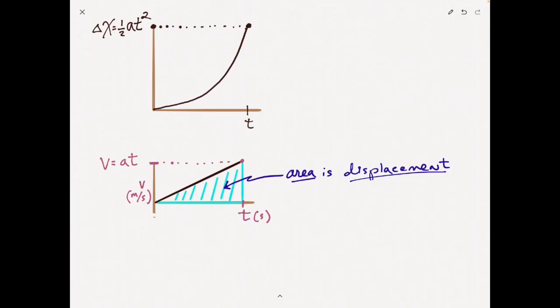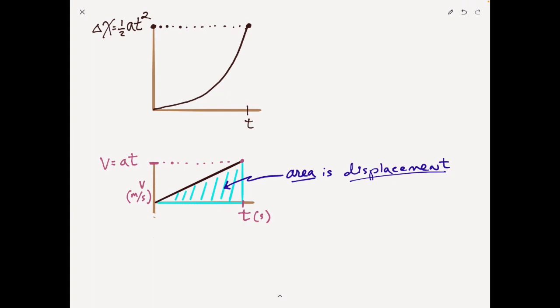So I'm just going to draw my velocity time graph right side up so that we can have a more sensible look at it. I have this statement here that the area is displacement. The area of that triangle is 1/2 the base times the height. Well, the base is time, but the height is velocity.